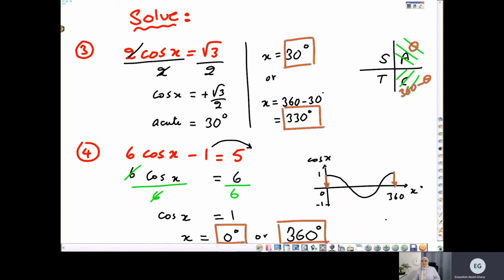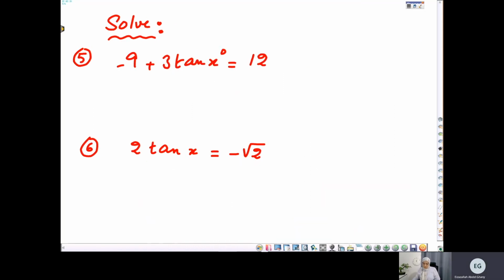As I told you, these are neither acute nor obtuse nor reflex. They are quadrantial. Quadrantial means on the borders of the quadrant. Question number 5.